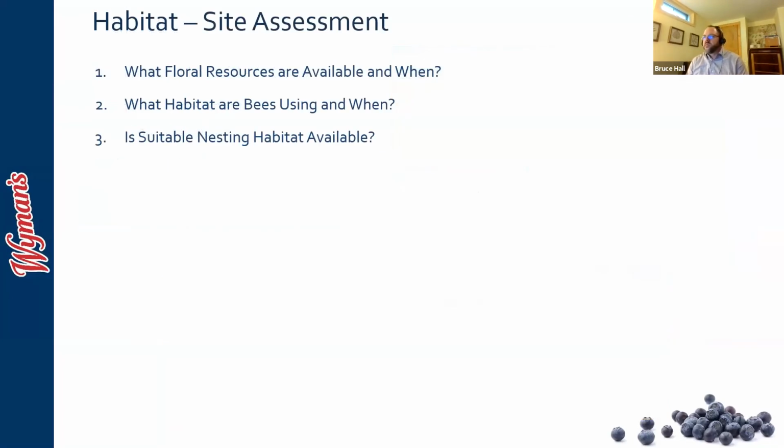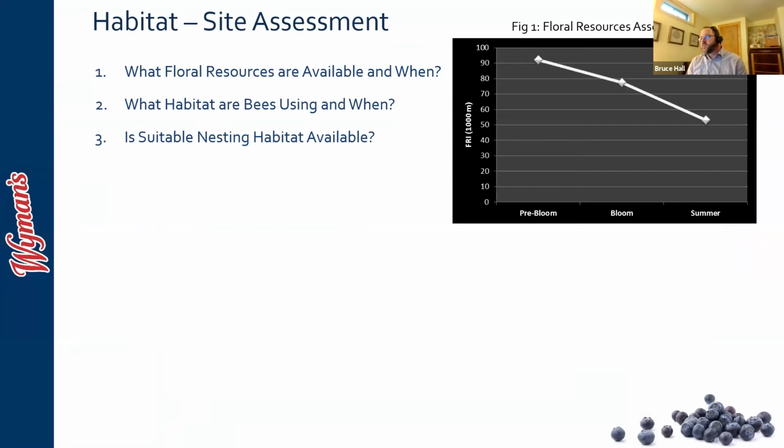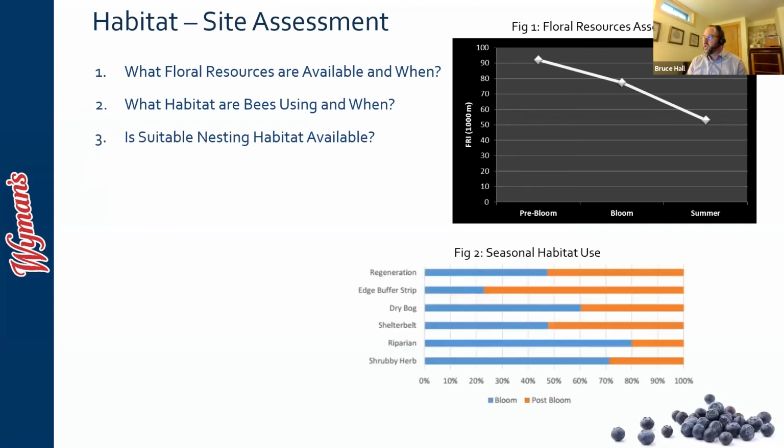So to do this, we performed some site assessments, and I'll share some of this with you right now. This is not going to be a very data-heavy presentation. It's mostly narrative, but there's a little bit of data here I want to share with you. The first thing we did is look at resources available, floral resources, and we defined this as pre-bloom, bloom, and summertime. And at this specific site that I'm going to share data with you, there was a decline over the growing season. So we see that there's potentially an opportunity for summertime enhancements.